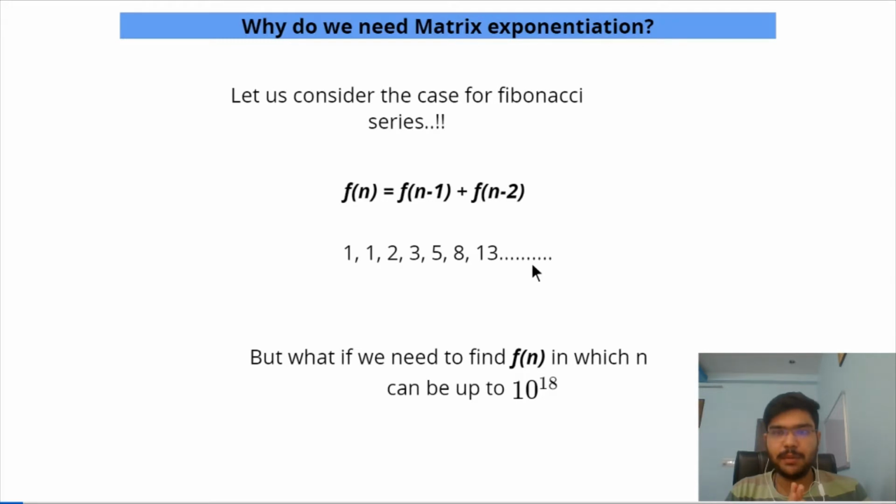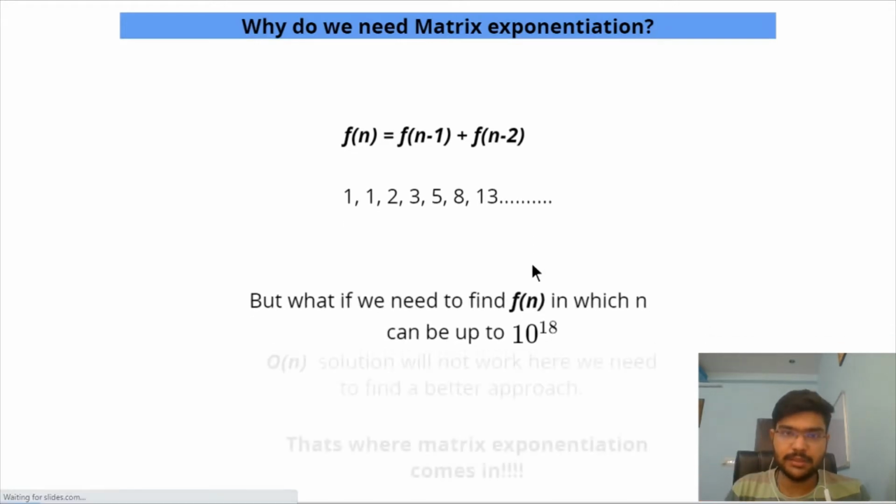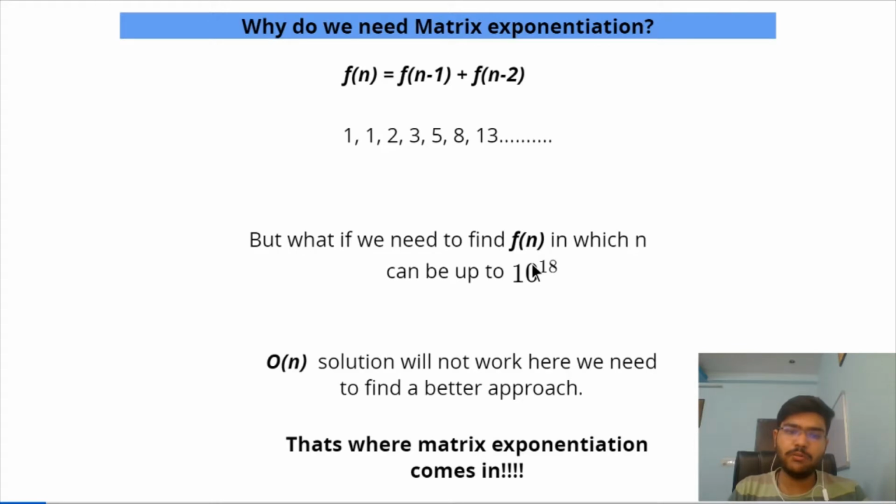The main approaches for the Fibonacci series work in order of n time, or a recursive approach that we use to calculate using recursion. But what if n ranges from 1 to 10 to the power 18? If the value of n is that big, then these approaches won't work. So we need an approach which will reduce the time complexity from the best approach that we have till now, that is order of n. So the order of n solution won't work.